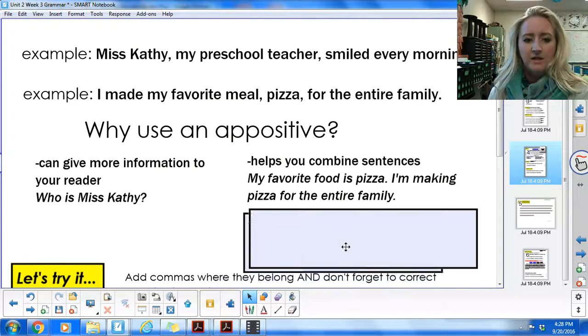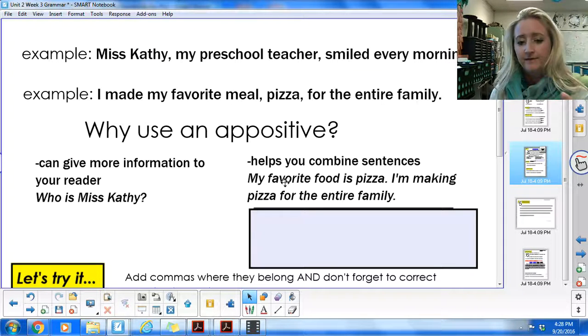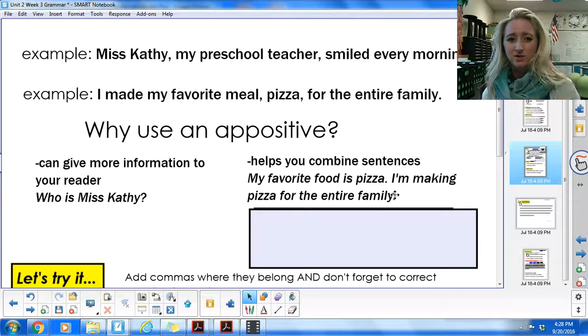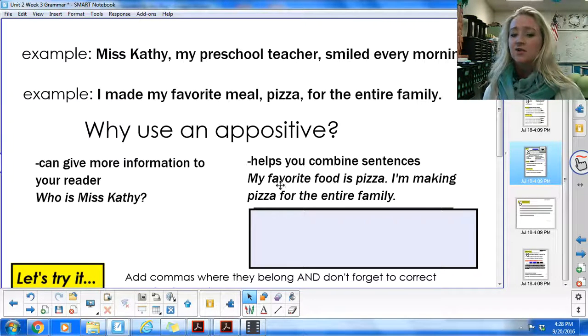Also, it can help you combine sentences. So I could have, my favorite food is pizza. I'm making pizza for the entire family. But those sentences are both really short and can get choppy. So I can combine them into one. I can have my favorite food, pizza, but I can put it within the other sentence. I made my favorite meal, comma, pizza for the entire family.